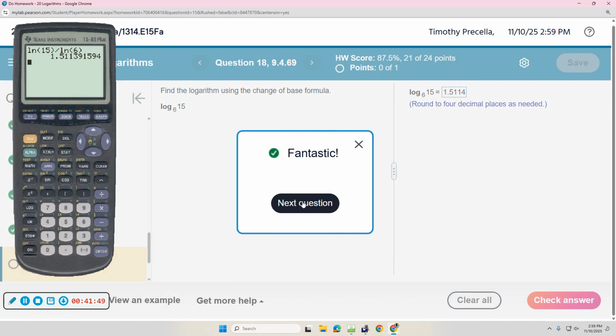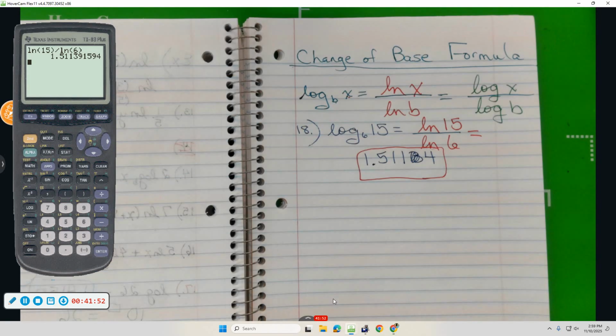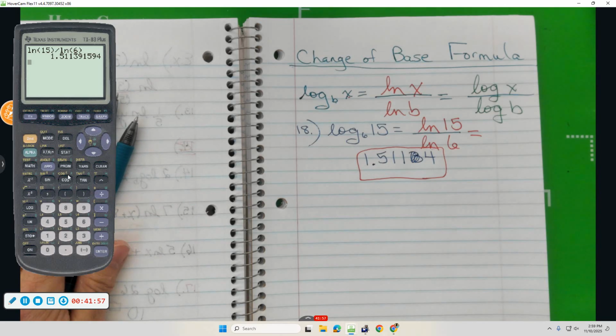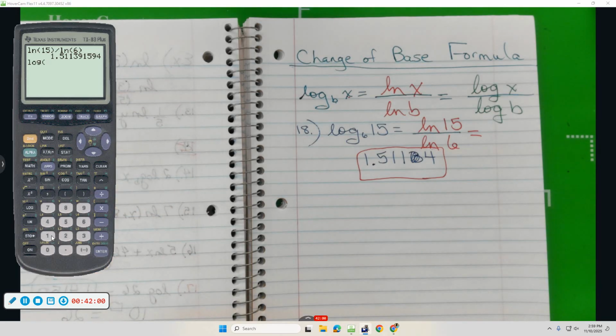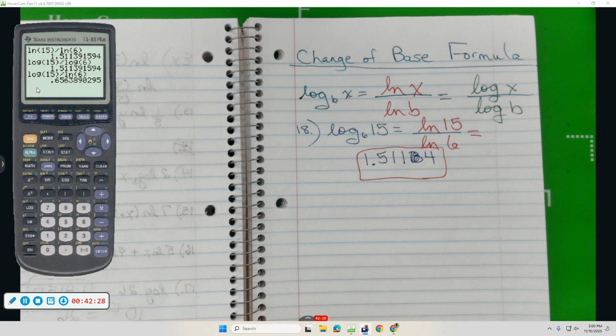Okay. Now, switch back to the camera. By the way, we had said you could use either one. If we had used log, LOG 15, as long as you don't mix them. Either use log over log or LN over LN. And look at what you get. If you mixed it, you'd get the wrong answer. If I use log and ln, oh wait, no, go back. 6, close, enter. You see, wrong answer then.